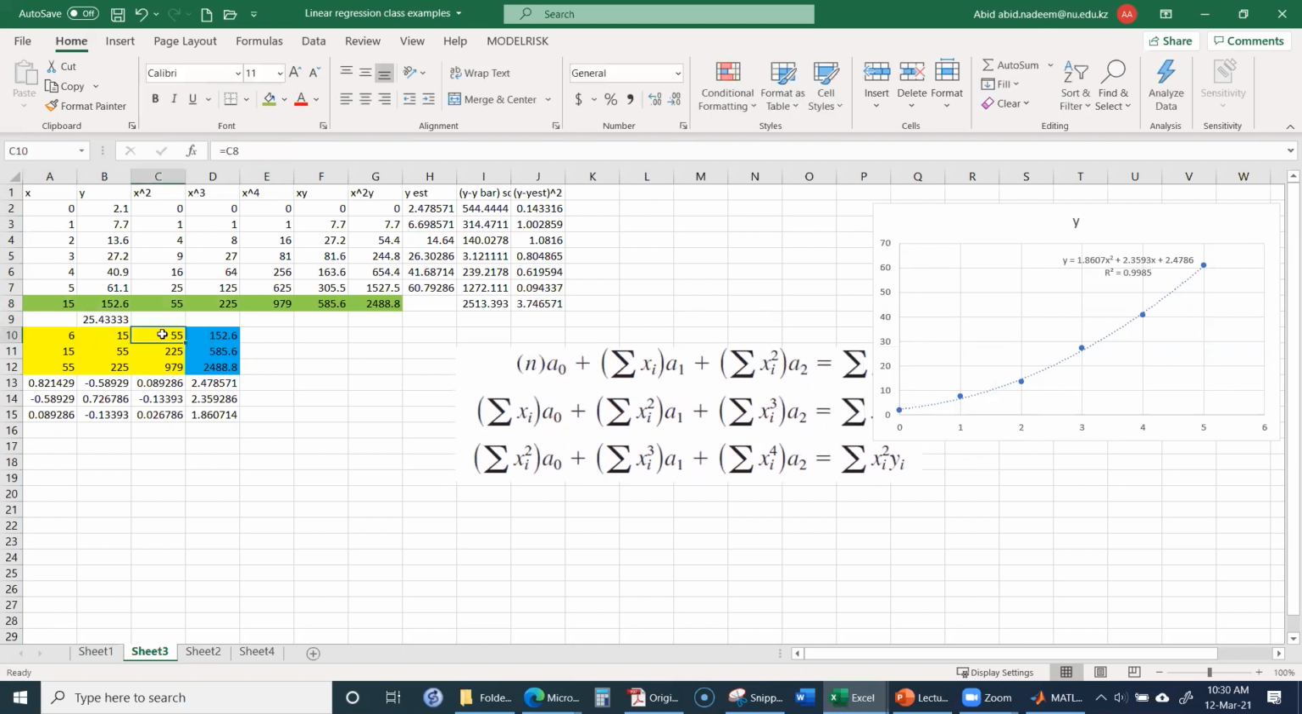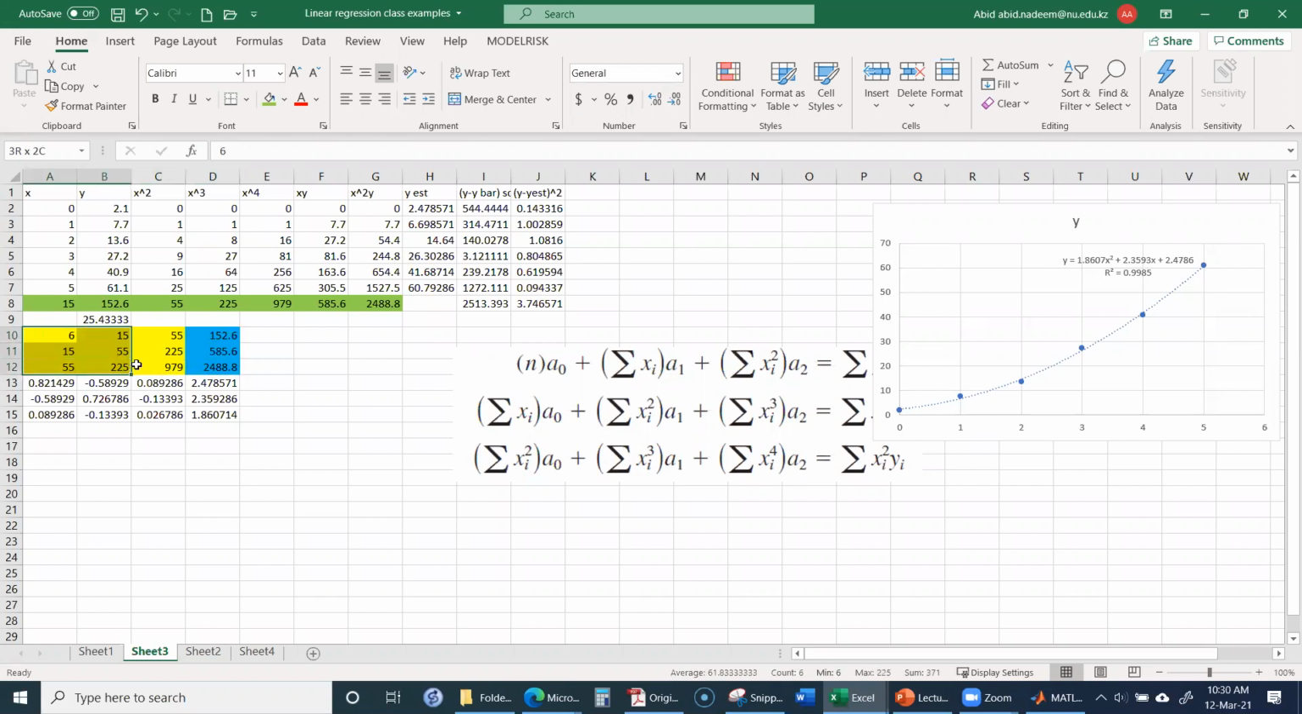What is this 55 value? It is sigma x square. Are you following it? And what is this 15 value? This is sigma, the regular x. Yeah, sigma x, and then sigma x square. And then what is this 225? This is cube, probably, sigma x cube, and like that. And then here sigma y, sigma xy, and sigma x square y.